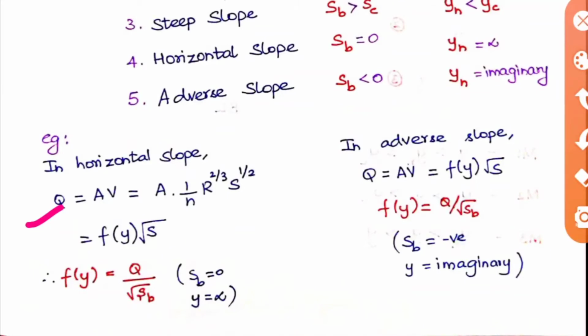So now in this horizontal channel, the slope of the bed is 0. So something by 0, you'll be getting infinity only. So your function of y will be equal to infinity. So y is equal to infinity here.